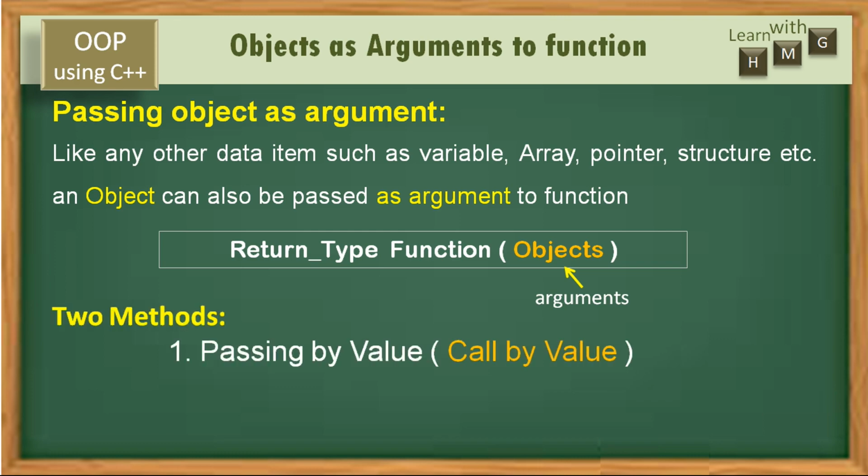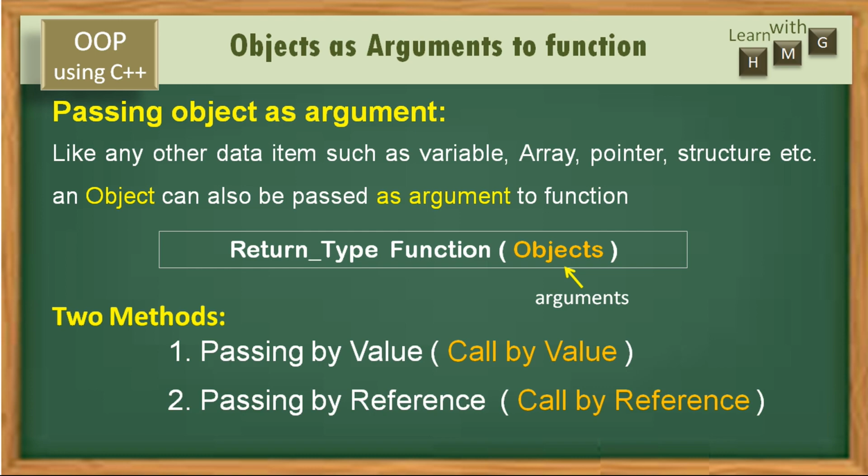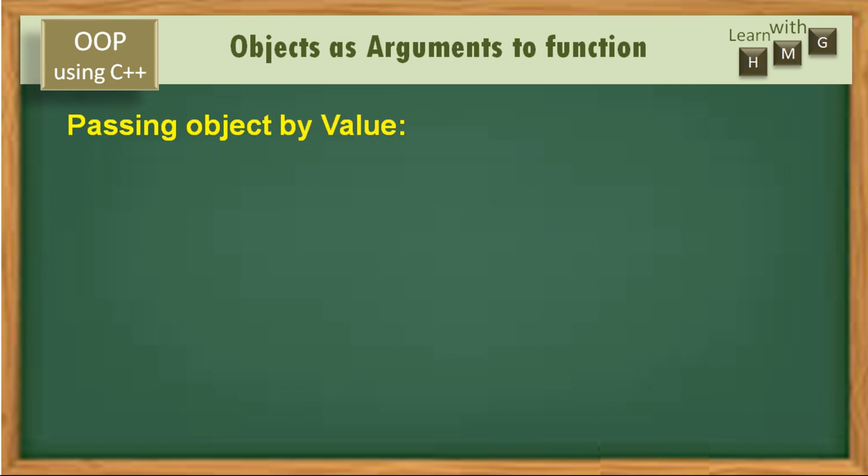There are two methods. One is we can pass object by value, which is also called call by value, or we can pass object by reference, that is by address, which is also called call by reference. So let us see first of all passing object by value.